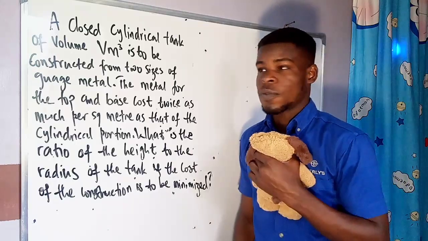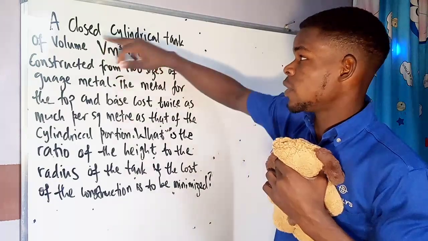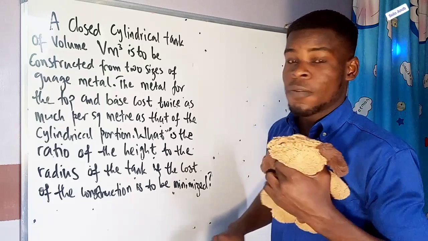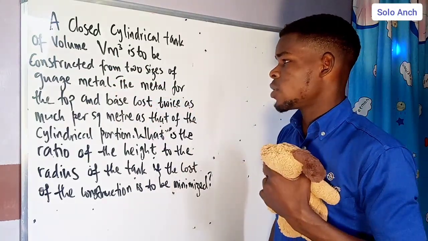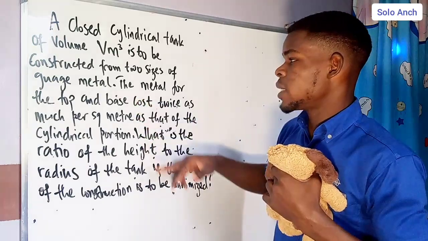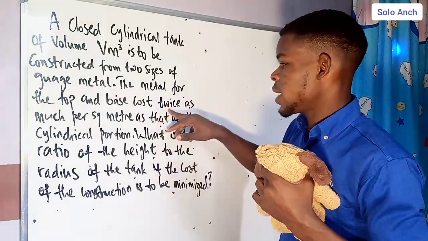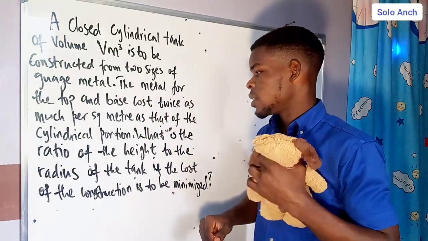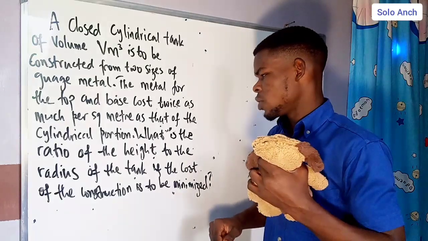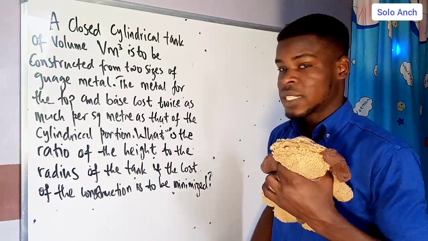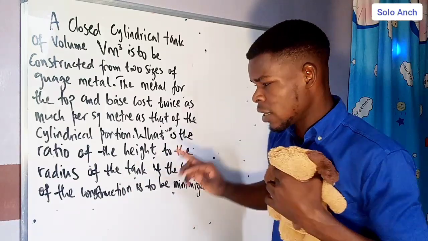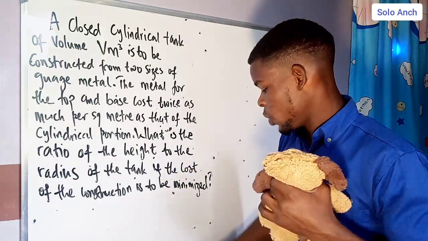Okay, in this video, we want to solve this optimization problem. We're given a closed cylindrical tank of volume V meters cubed, which is to be constructed from two sides of a gauge metal. The metal for the top and the base costs twice as much per square meter as that of the cylindrical portion. What is the ratio of the height to the radius of that tank if the cost of the construction is to be minimized?